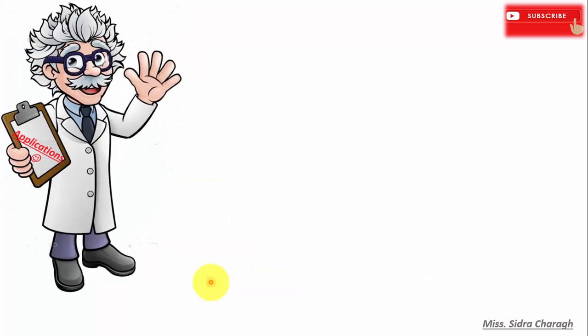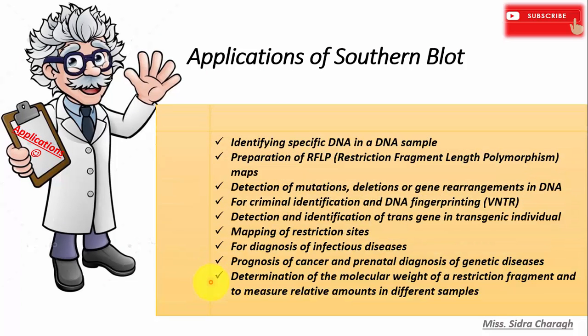Southern blotting is used in different applications. It is used to identify specific DNA in a DNA sample and for preparation of restriction fragment length polymorphism maps. It is also used to detect mutations, deletions, or gene rearrangement in DNA, and it helps in criminal cases and DNA fingerprinting. It is used in detection and identification of transgenes in a transgenic individual. With the help of Southern blotting, we can map restriction sites, and it is also used for diagnosis of infectious diseases and prognosis of cancer, and prenatal diagnosis of genetic diseases can be confirmed through Southern blotting.